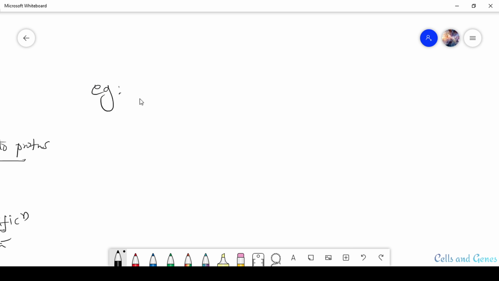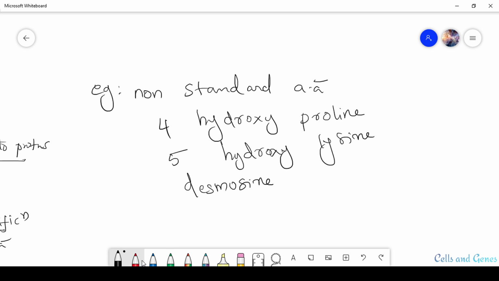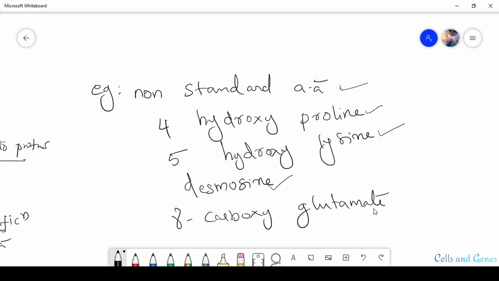Some examples of non-standard amino acids are 4-hydroxyproline, 5-hydroxylysine, desmosine and gamma carboxyglutamate.